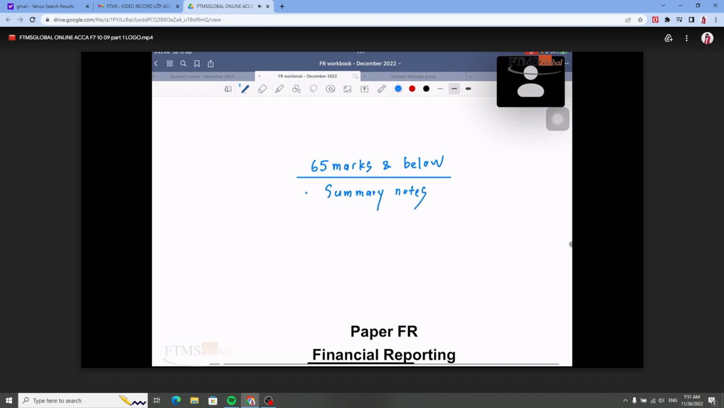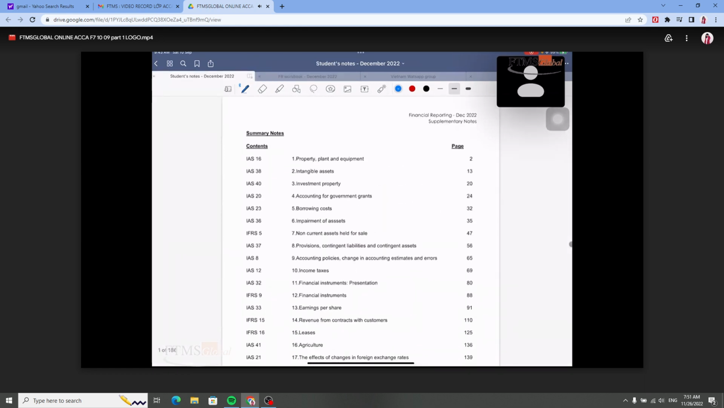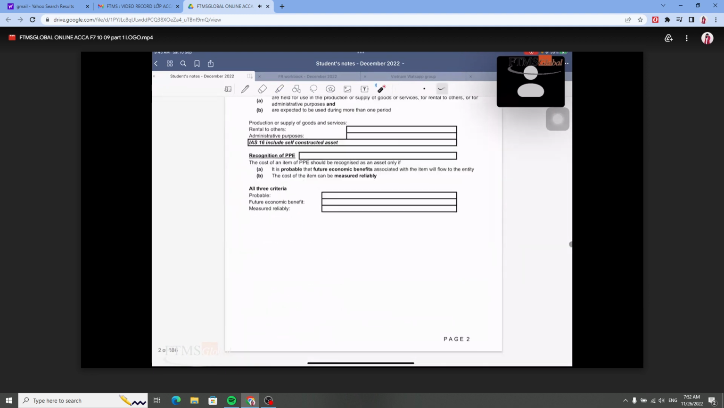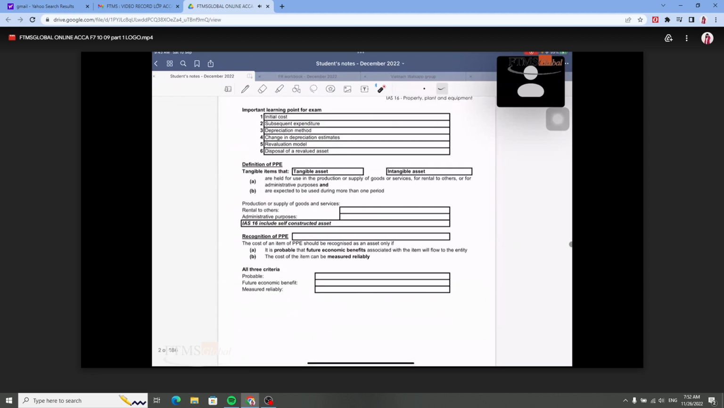Summary notes is what you see over here. Can you see? Complete this. So why do I call this summary? Because if you look at this IAS, for example, IAS 16, the first one that we are talking about, the total pages is about 11. I have about 11 pages for IAS 16.